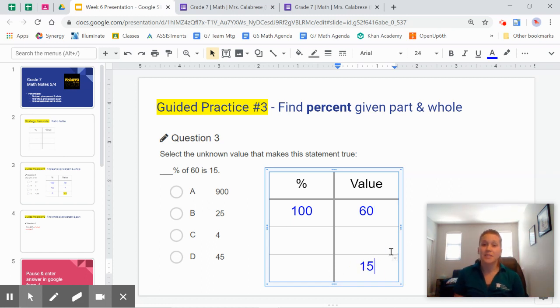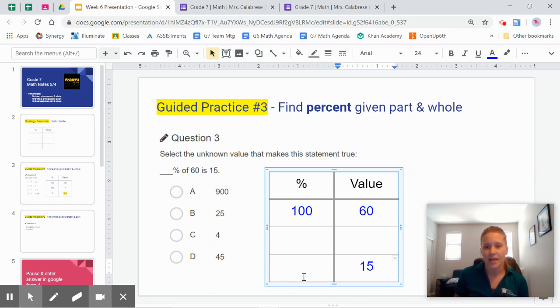Okay. I skipped a space because it might be helpful to come up with a middle value here if you don't know how to get from 60 to 15 using multiplication or division. If you do know how to get from 60 to 15, awesome. You can skip the middle step, but I think the middle step might be helpful for some of us. I want to know what percent of 60 is 15, so my answer is going to come in this box here.